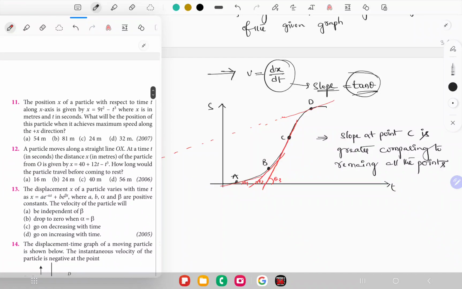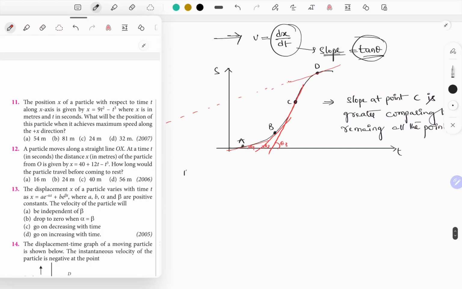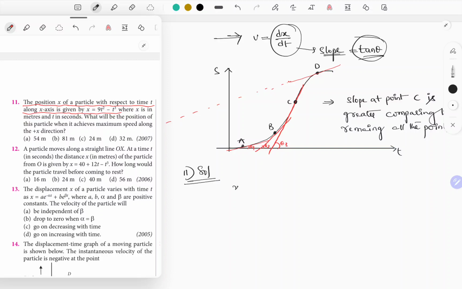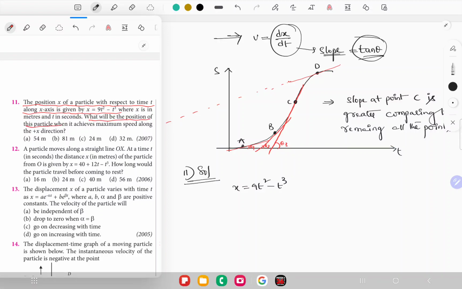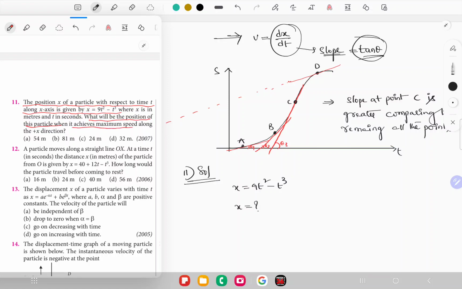The next question they have given is, this is 10th completed. Question number 11. The position x of a particle with respect to time along the x-axis is given by x is equal to 9t square minus t cube, where x is in meters and t is in seconds. What will be the position of this particle when it achieves maximum speed along the positive x direction?